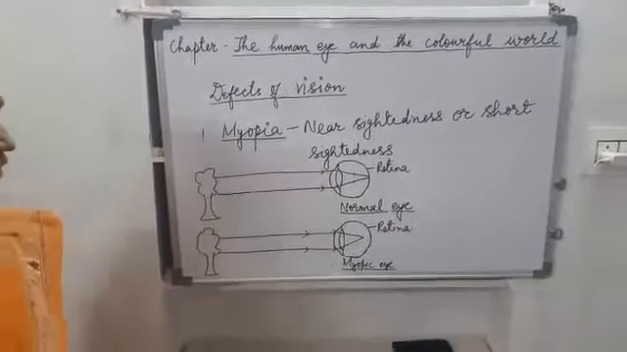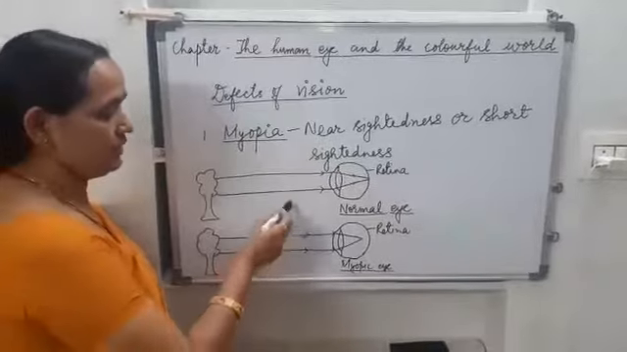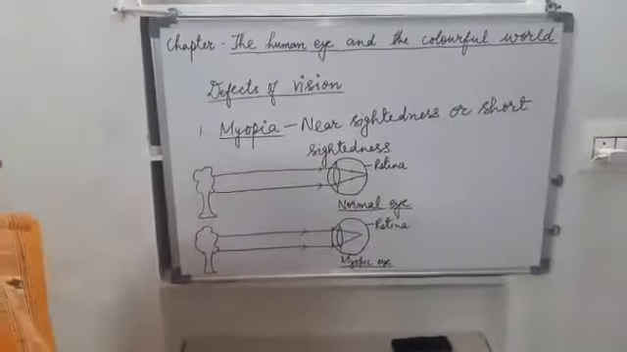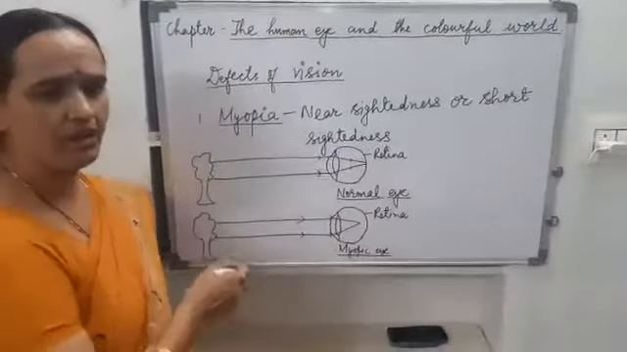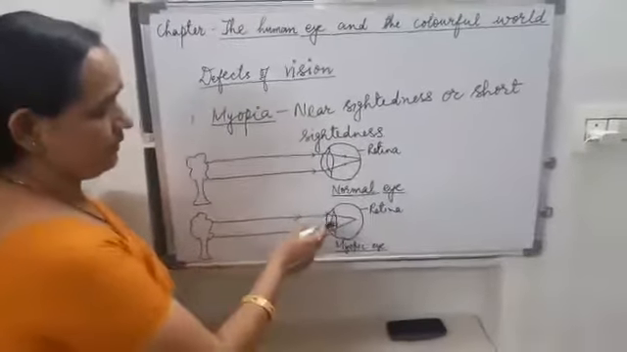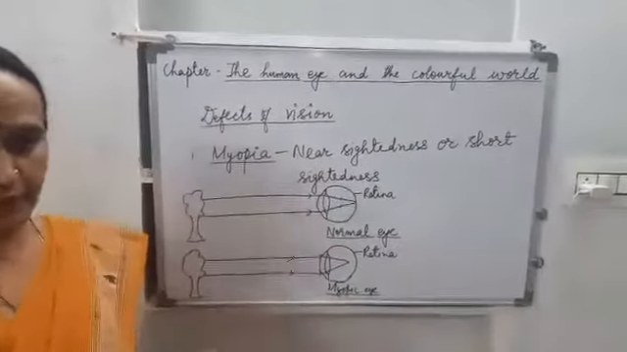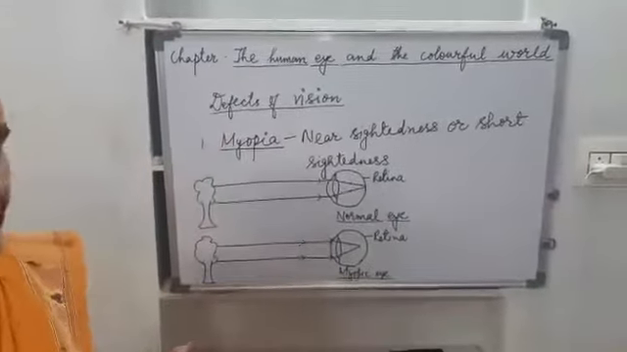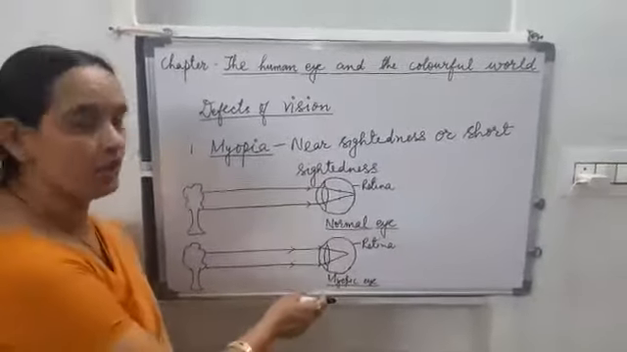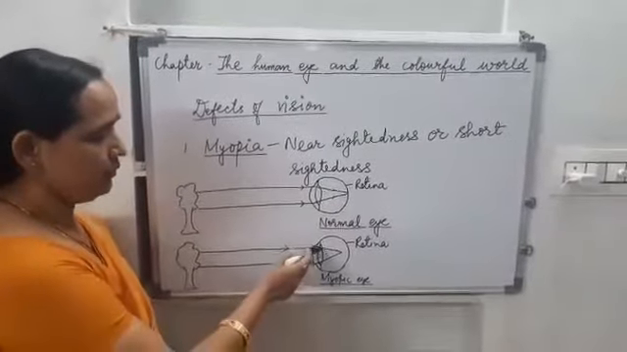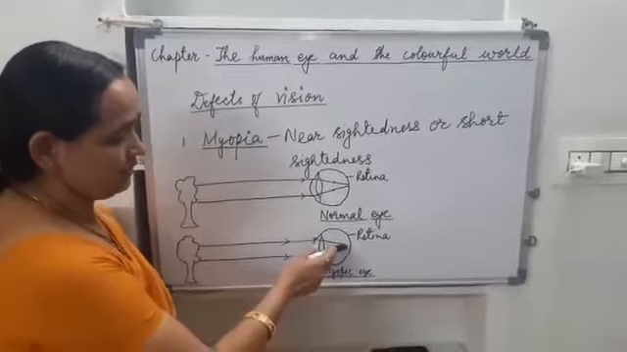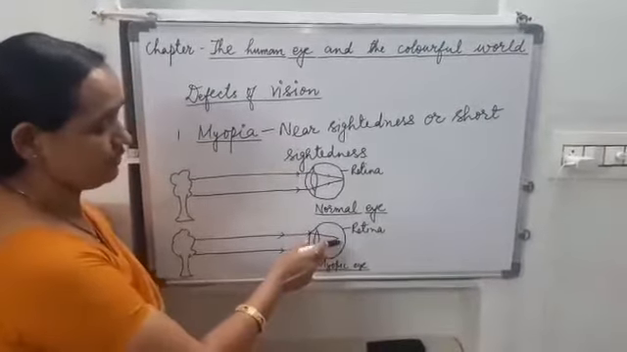So there may be two reasons for myopia. The first reason is the high converging power of this lens, where due to high converging power, the focal length of the lens is shorter as compared to the normal eye. So the rays are converged in front of the retina.